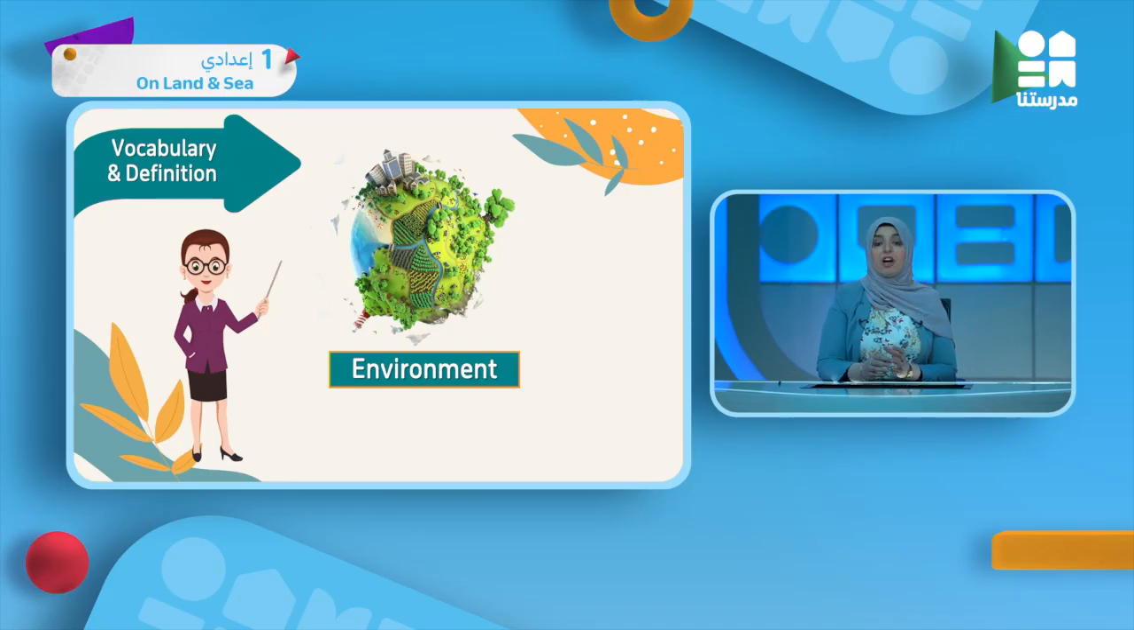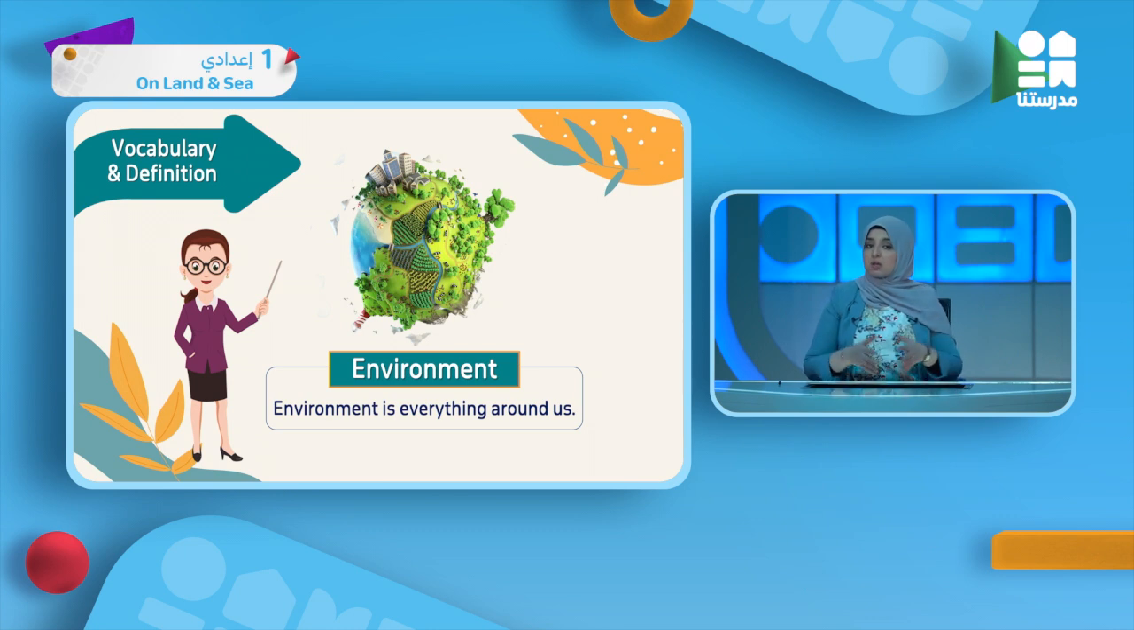We live on the earth. Earth is one of 8 planets. Planets means كواكب. Planets. Okay. Environment. Environment means what? It's everything around us. كل شيء يحيط بنا. Air, ground, animals. All of these we call this environment. بيئة.